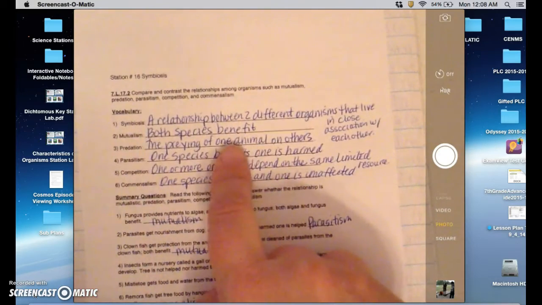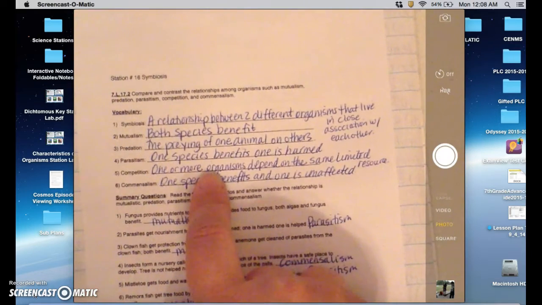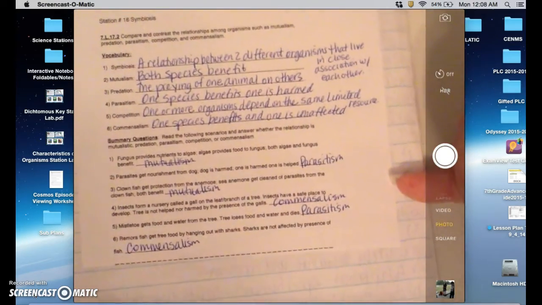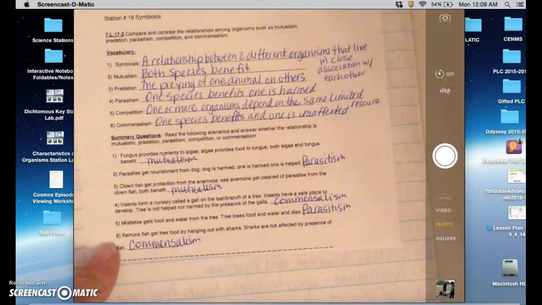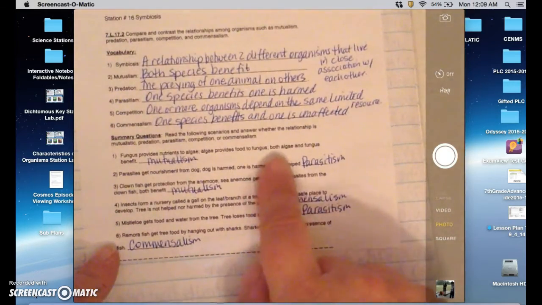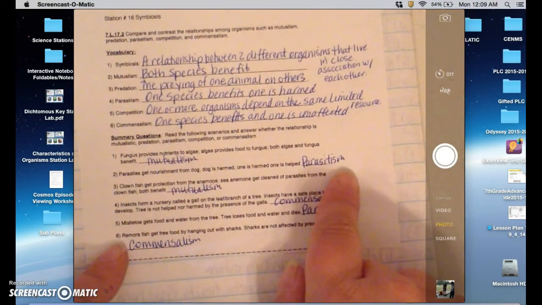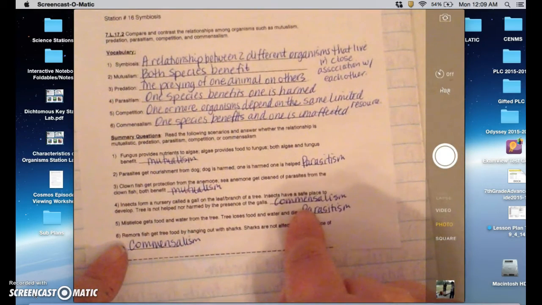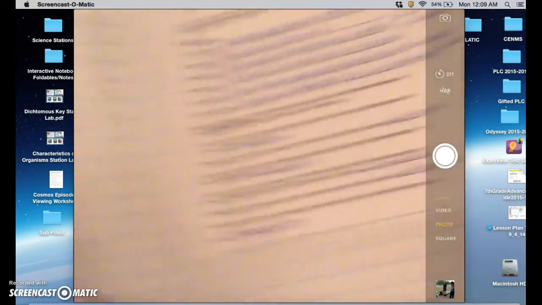Predation is the preying of one animal on one or others, and competition is one or more organisms depending on the same limited resources. These are examples. We've got fungus provides nutrients to algae. Algae provides food for the fungus. Both of them benefit. That is an example of mutualism. Number 2 is an example of parasitism. Number 3 is an example of mutualism. Number 4, commensalism. Number 5, parasitism. And number 6, commensalism again.